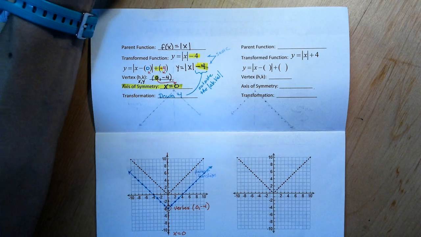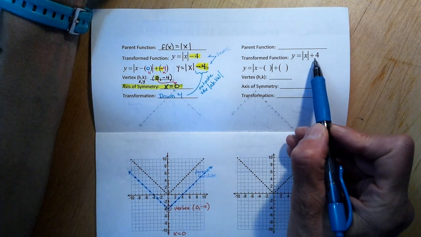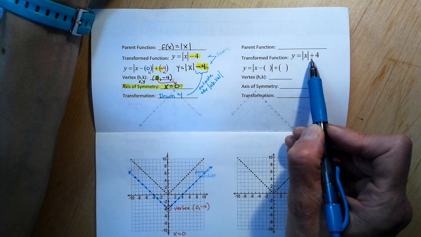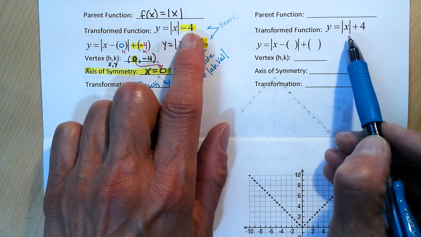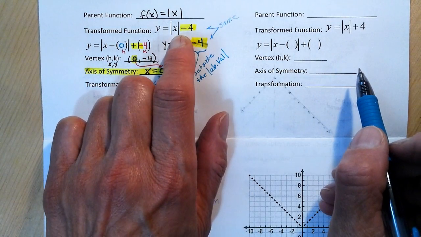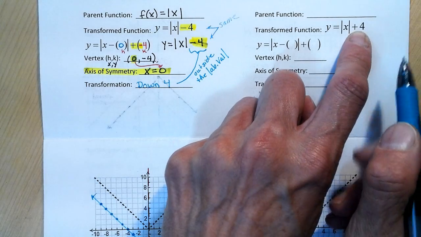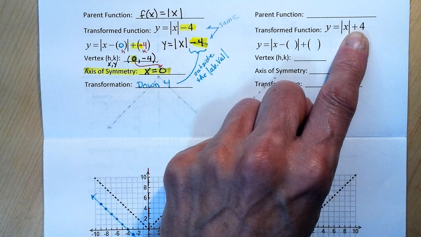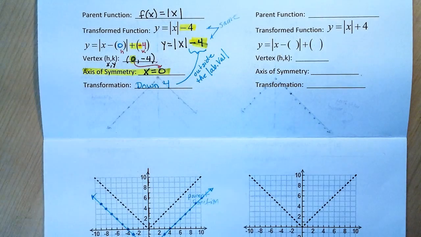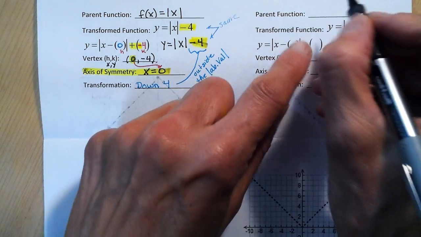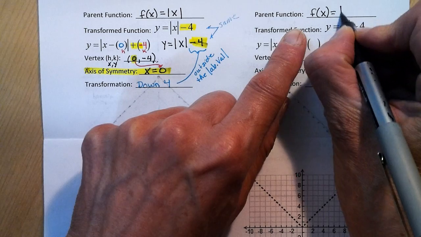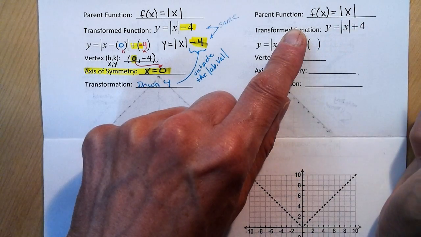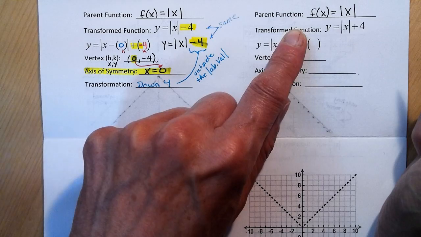We are going to continue looking at what happens when we add something to the outside of our absolute value. So notice that this was a -4 on the outside of the absolute value, but here we have a +4 on the outside of the absolute value. So what we're going to do is, again, write in what the parent function is. The function that I'm looking at, the very basic function, is the absolute value of x. That's my parent. Nothing special is happening.